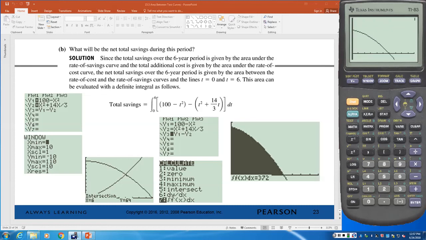It draws a graph of the difference between those two functions. And then it says, okay, what are your limits? Well, my lower limit is 0, and my upper limit is 6. And notice here that it actually intersects at 6. And it says the area under the curve that is the difference between those two functions is 372.